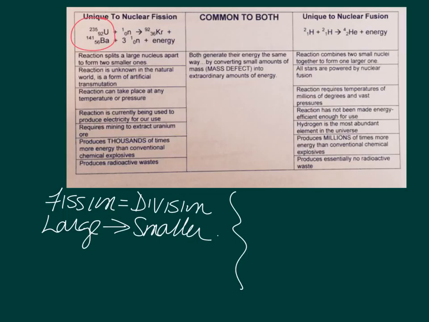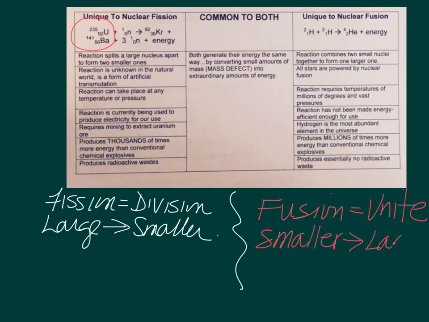In fusion, fusion means unite, and that's where we take something smaller and we turn it into something larger. So we're always going to start with hydrogen and we're always going to form helium. We might start with deuterium, which is H2, or we might start with a tritium, H3, and a regular hydrogen, but it's the conversion of hydrogen into helium.